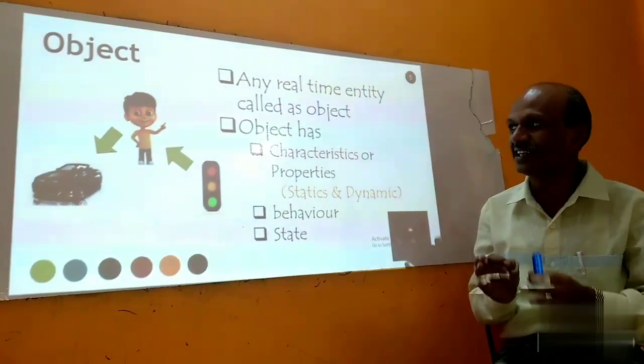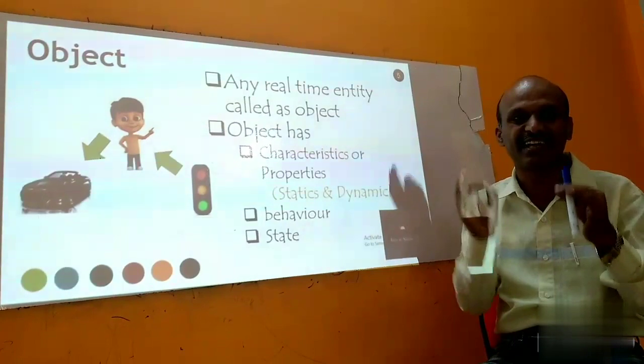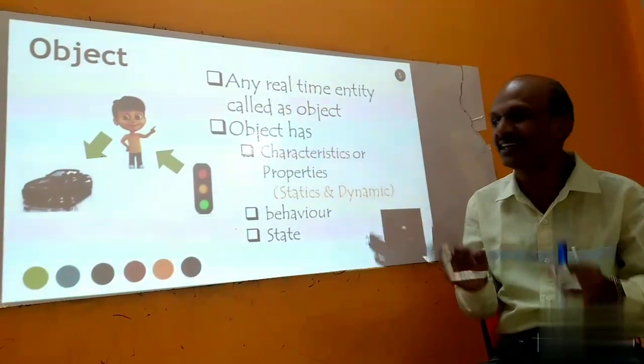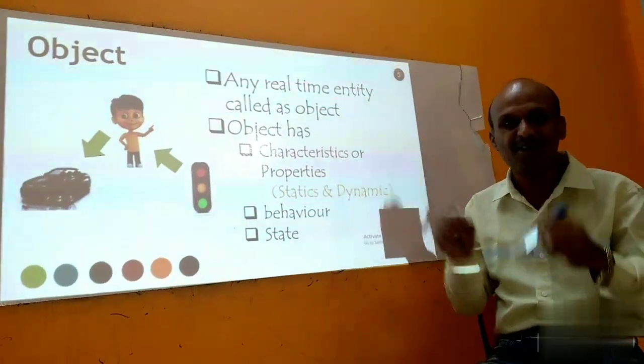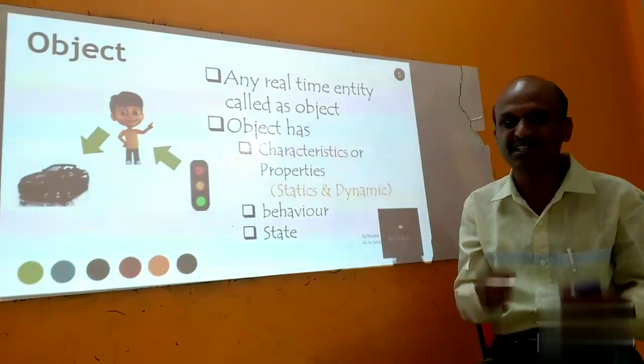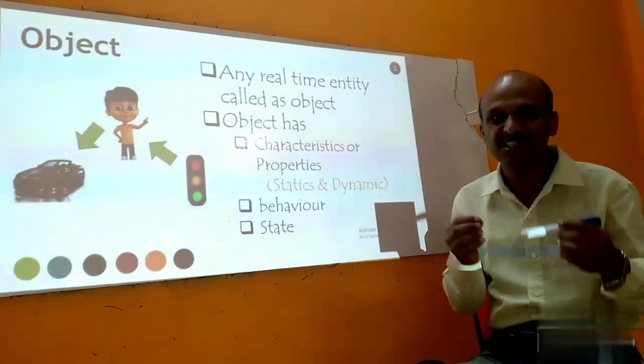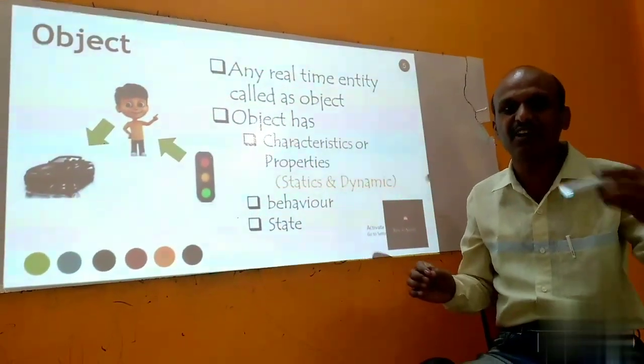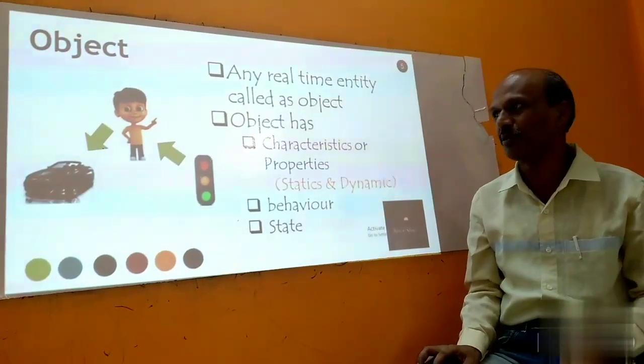So this is all about object. It is a real-time entity, it is having characteristics. Characteristics are static and dynamic, and then behavior, how an object acts and reacts with another object, and state of the object, which is changing or which will change throughout the life of the object.